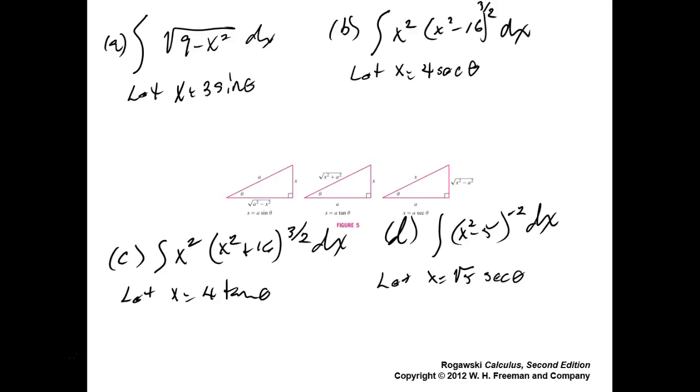Okay? So I've got to find where we are in the back of the book. I think we're right here. This is 7.3 preliminary questions. The A is x equals 3 sine theta. B is x equals 4 secant theta. C is x equals 4 tangent theta. And D is x equals square root of 5 secant theta.